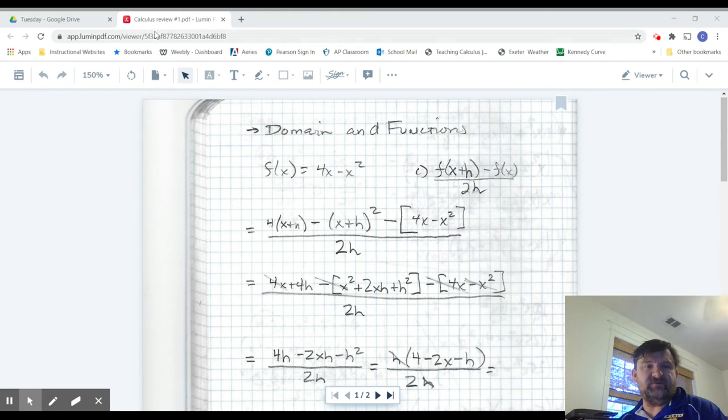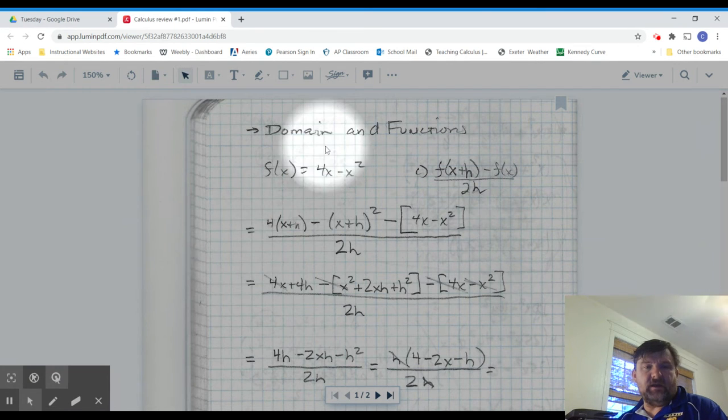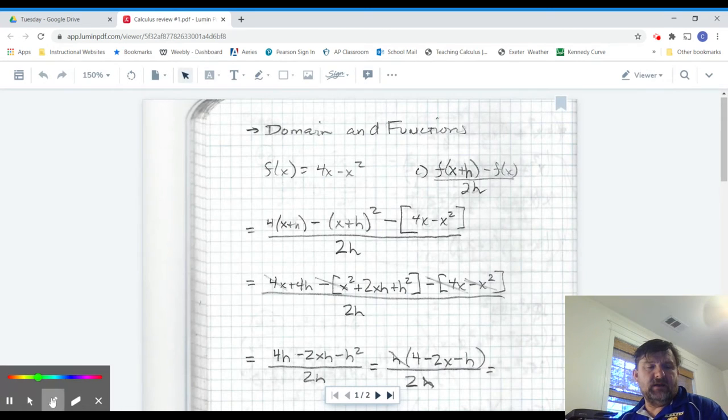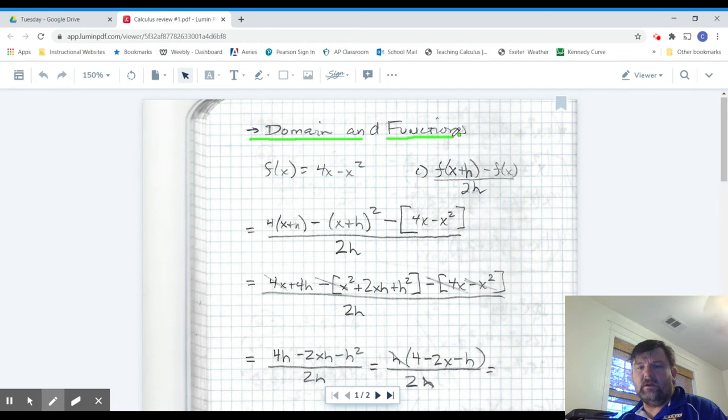So this is on our first review assignment, and the biggest thing is domain and functions. I chose, I believe it's number 1C, because I have a feeling that may be one of the biggest issues for you. So the idea when you see the word domain and function, you're really just looking at, okay, what do they want me to plug in? And where can I plug it in? Is there a set of rules that don't let me plug things in to the equation?